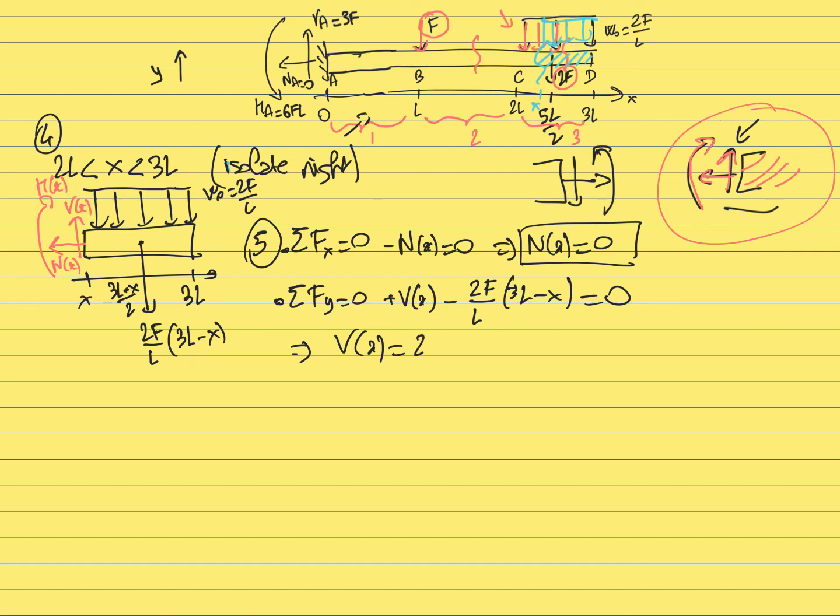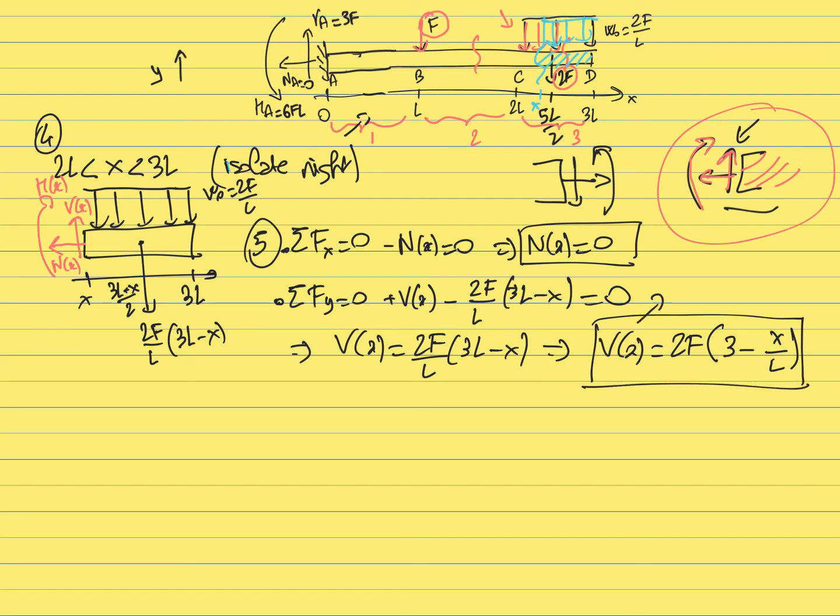So the internal shear is just equal to 2F divided by L times 3L minus x. Another way to write this is that the internal shear is equal to 2F times 3 minus x over L. And we can check that indeed the unit of the internal shear is a force, so its unit should be in Newton, and this thing is some newtons, and this thing is meter over meter, so it's dimensionless, so we have some newtons equal to some newtons.